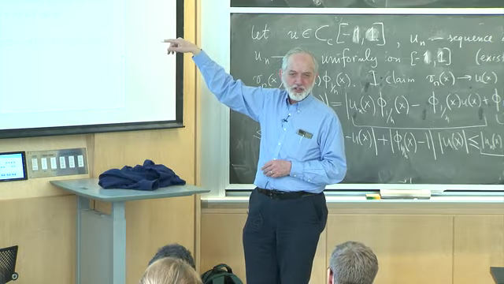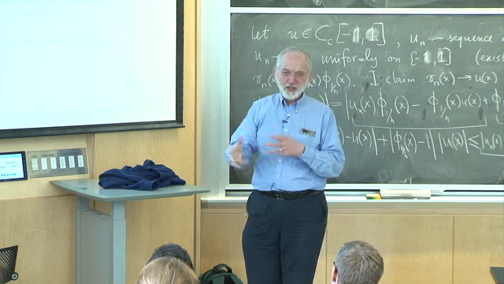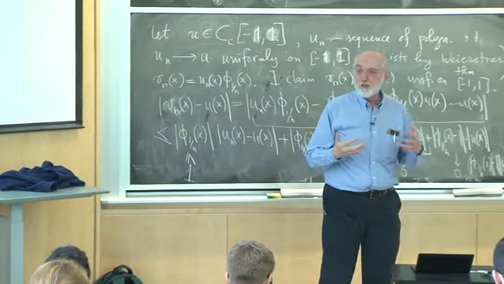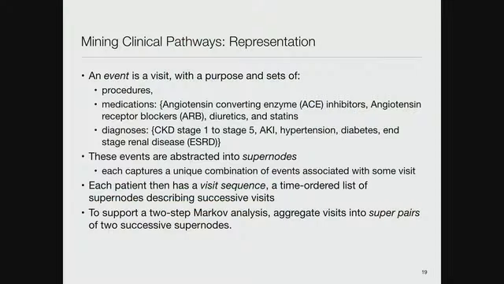So you might worry that this is going to be combinatorial, right? Because there are many possible combinations of things. And that is, in fact, a bit of a problem, I think, in their analysis. So now you have these supernodes, and then each patient has a visit sequence, which is a time-ordered list of these supernodes. So every time you go see your doctor, you have one new supernode, and so you have a time series of these.